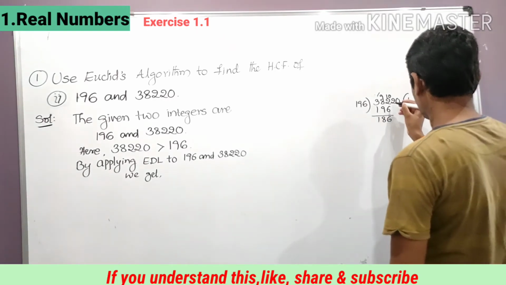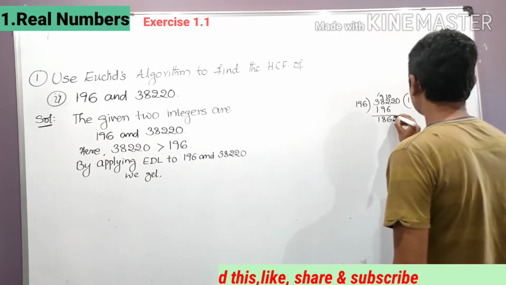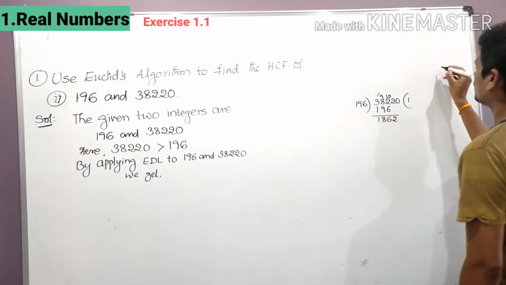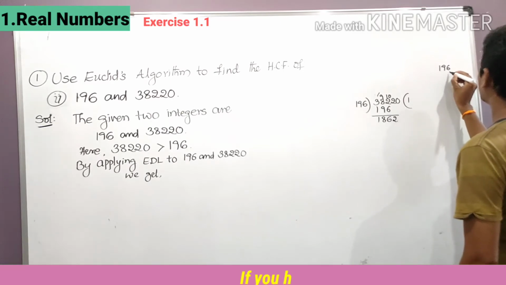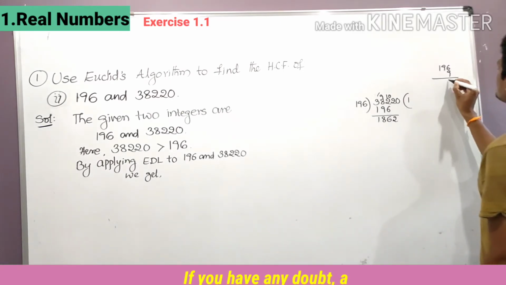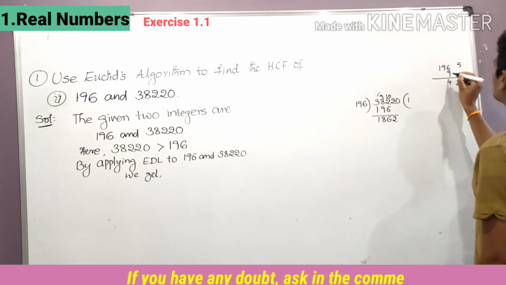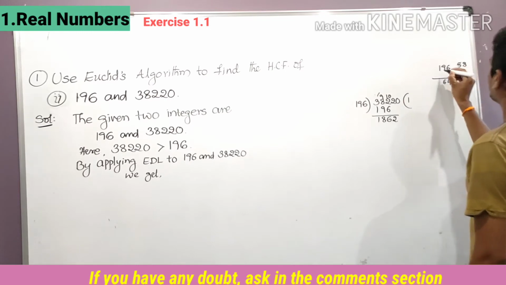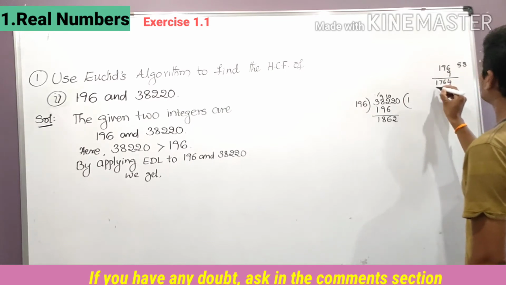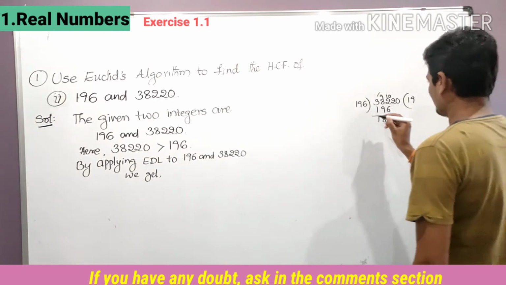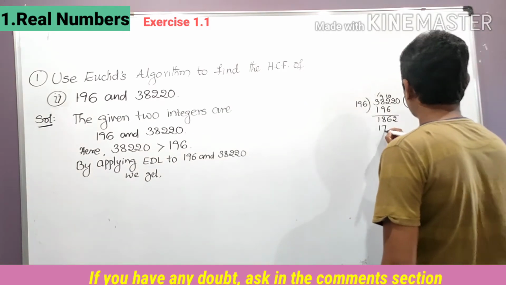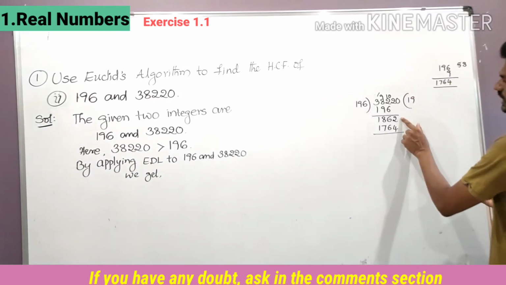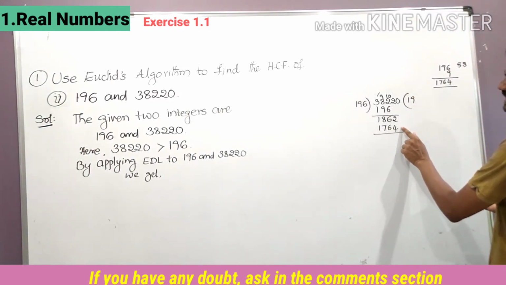Next, student, take 2 down here. So next, how many times does 196 go? Just I'm trying 196 into 9 times, student. 9 6s are 54, write 4 and carry 5. 9 9s are 81 plus 5 is 86, write 6 and carry 8. 9 1s are 9 plus 8 is 17, student. Yes, it goes. 196 9 times is 1764, student. So here it is 1862, here it is 1764.